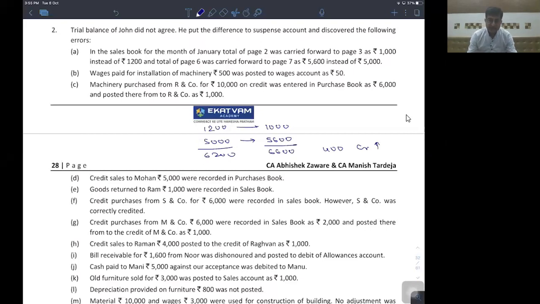If 400 more credit was given, then to reverse it, our rectifying entry will be suspense account debit to sales account rupees 400. Am I going good for everyone?